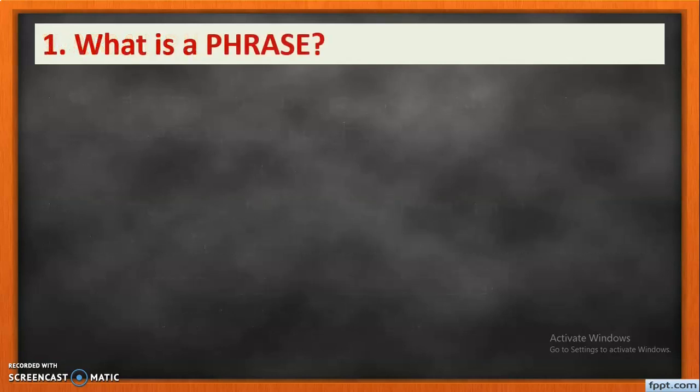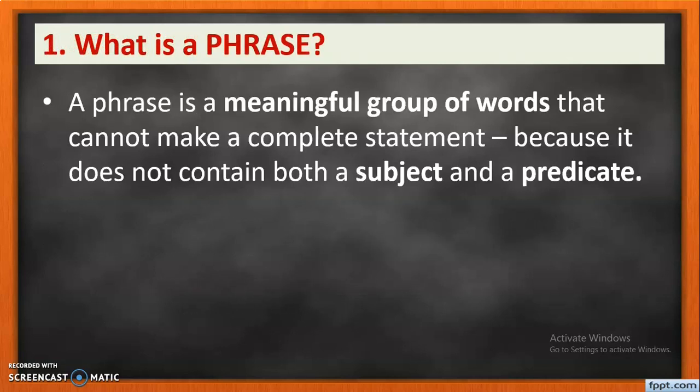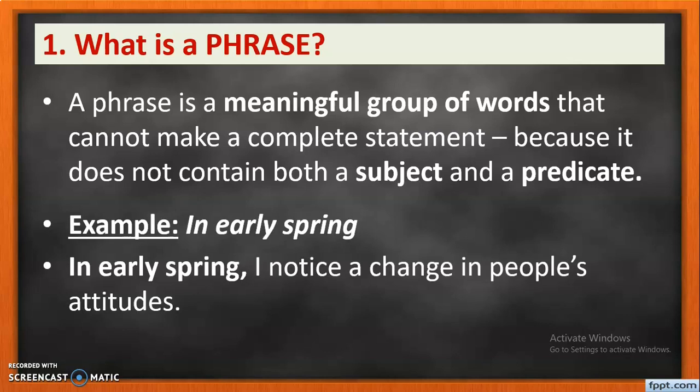So let's start with defining what a phrase is. A phrase is just a meaningful group of words that cannot make a complete statement because it contains no subject as well as a predicate. Look at this example: an early spring. It doesn't give any sense because it lacks a subject and a predicate, but if we add some complete thought, it can make sense. In early spring, I noticed a change in people's attitude. Now it can make sense with the addition of another main clause or independent clause.